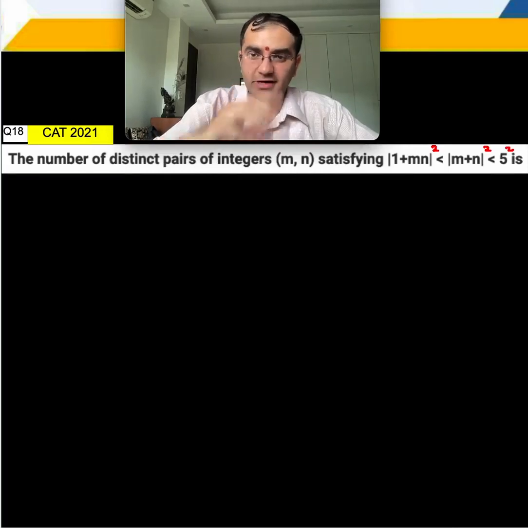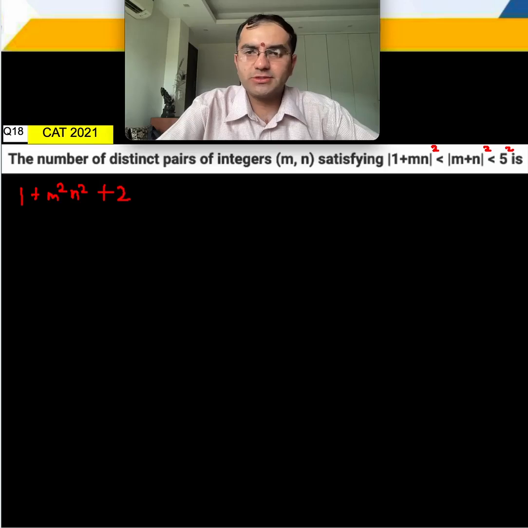Thank God for that. We have seen a similar question before with modulus values and inequalities. What we'll do is that we will square all the three sides so that modulus now becomes redundant for us, and then we expand. 1 plus m square n square plus 2mn is less than m square plus n square plus 2mn, is less than 25.